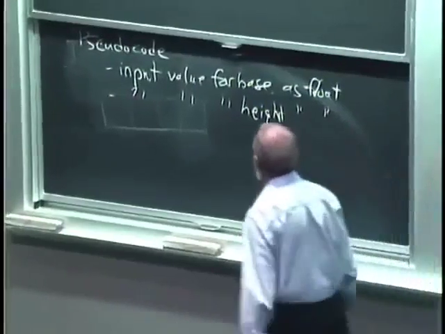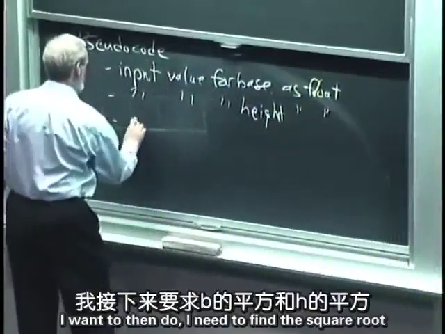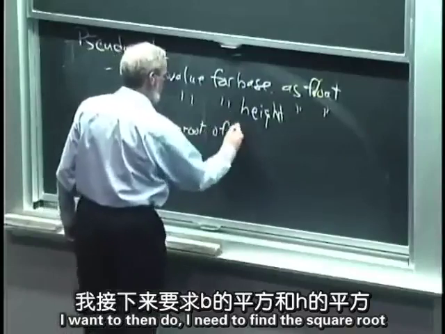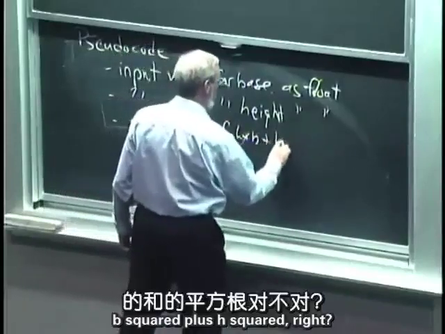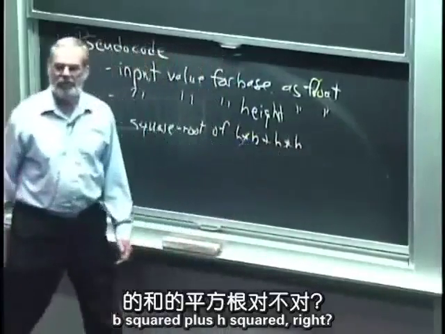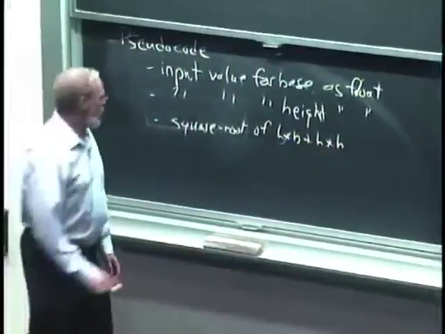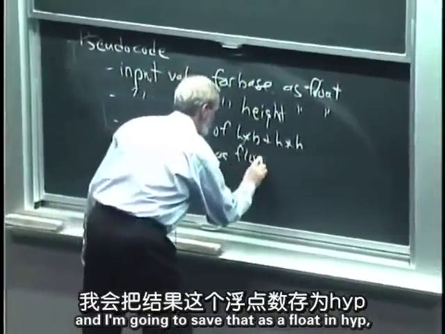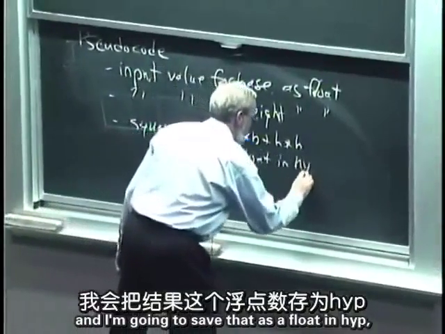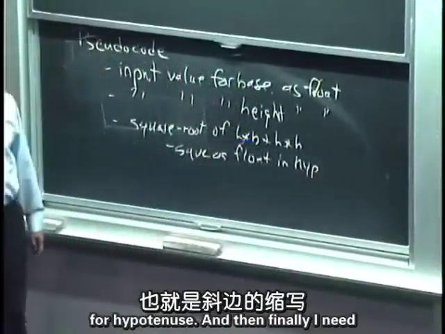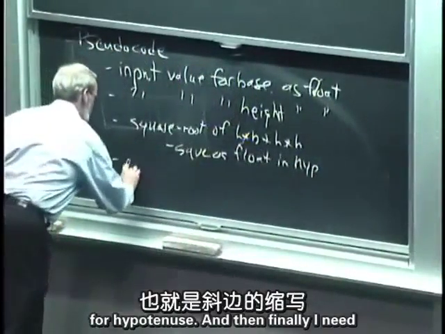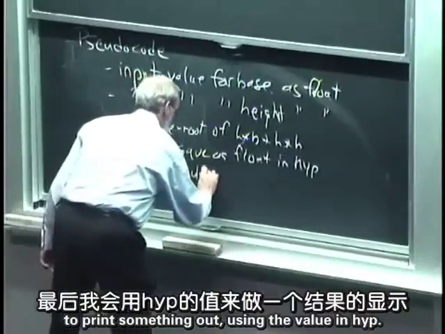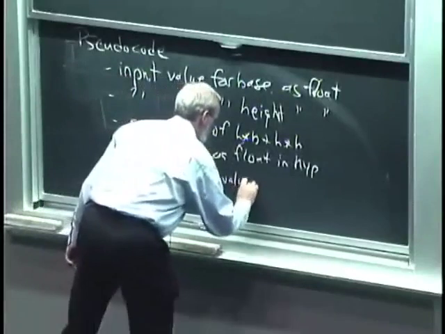Well, you sort of know that, right? I need to find the square root of b squared plus h squared, right? The base plus the height. That's the thing I want for the hypotenuse. And I'm going to save that as a float in height for hypotenuse. And then finally, I need to print something out using the value in height.